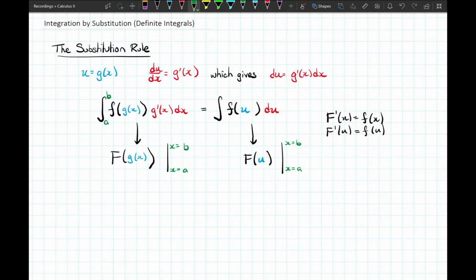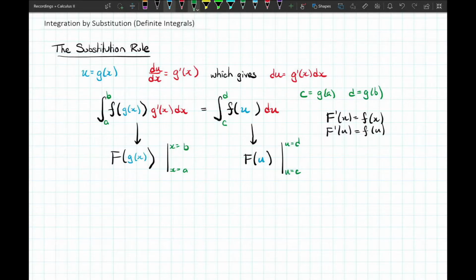So that's where we're going to make this a little extra step here. Is we want to change the interval to match this new variable. How are we going to do that? Well, when x equals a, since u is equal to g of x, the u value when x equals a is simply g of a. So why don't we make that c? Same thing with b. We'll call that d, where c is equal to g of a, and d is equal to g of b. So now we're going to be making the substitutions using u equals c and u equals d.